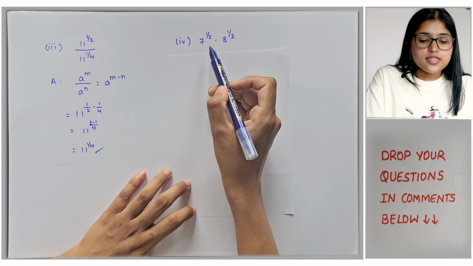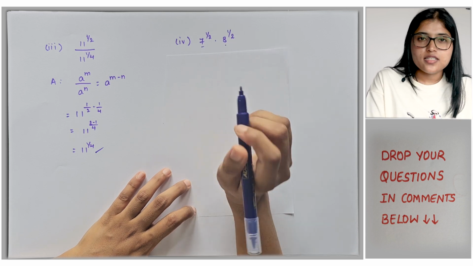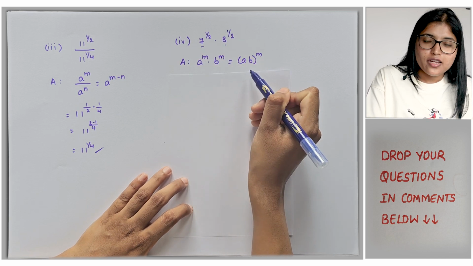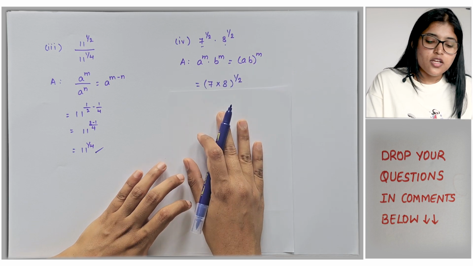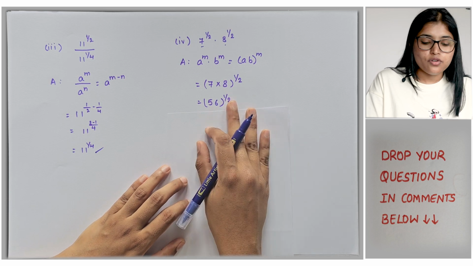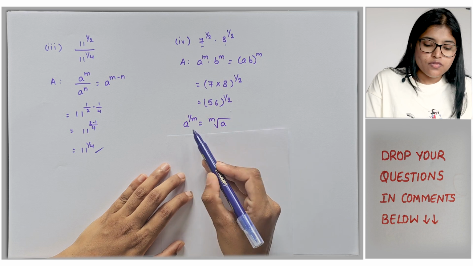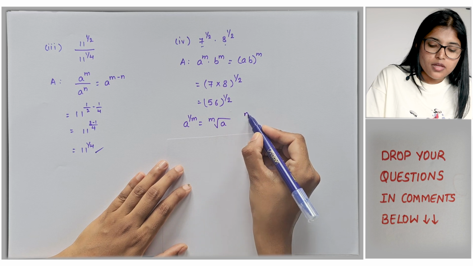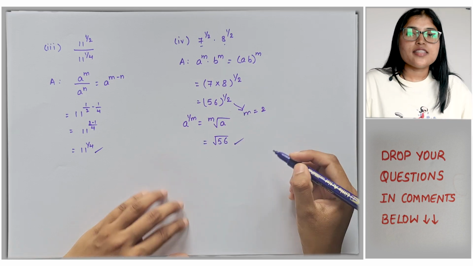The last question, 7 power 1 by 2 into 8 power 1 by 2. Here we have different bases but same exponents. What do we do in this case? A power m into b power m equals to a into b whole power m. So we can multiply the base first and give the power to the whole thing. So 7 into 8 whole power 1 by 2 can be written as 56 power 1 by 2. This can also be written as we have another rule, which is a power 1 by m is nothing but m root of a. So here m equals to 2 in this case. So I can write it as square root of 56. That is the end of chapter 1.